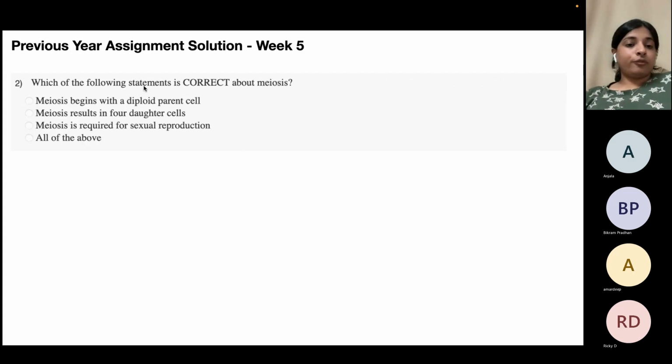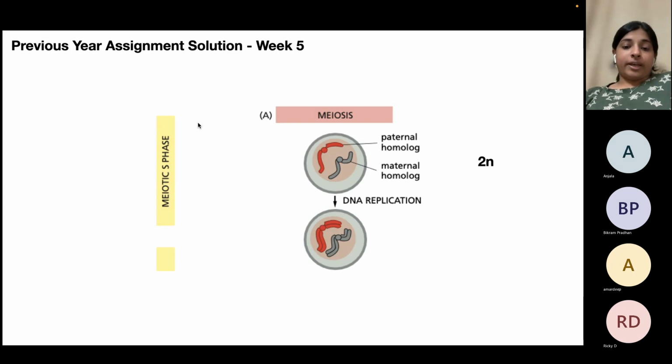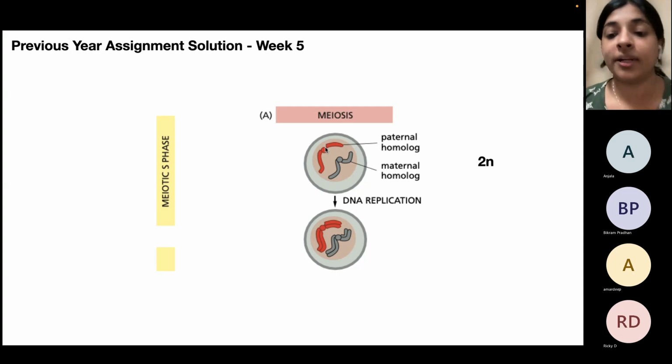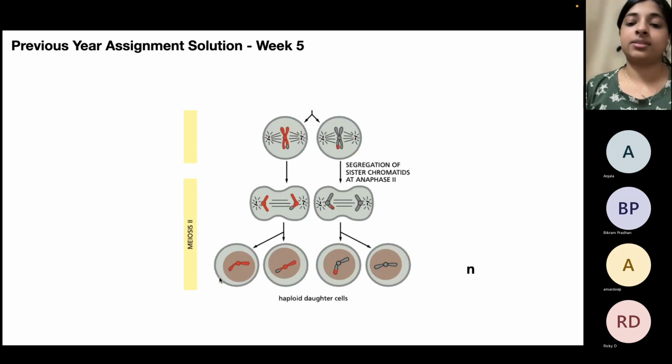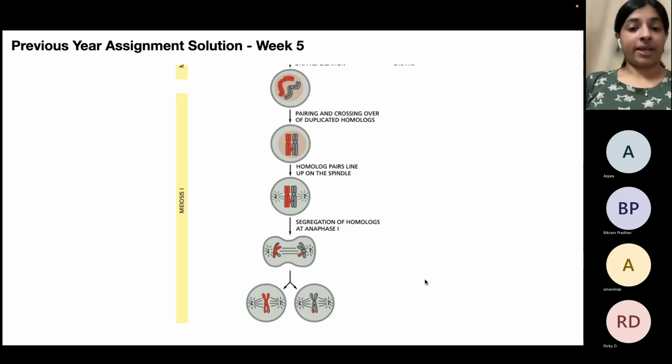The second question, which of the following statements is correct about meiosis? Meiosis begins with a diploid parent cell. Meiosis results in 4 daughter cells, and meiosis is required for sexual reproduction. So, like we saw, again, meiosis starts with a 2n cell, which is a diploid cell, then undergoes DNA replication, goes through meiosis 1, which results in 2 daughter cells after homologous recombination has occurred, and then finally results in 4 haploid cells. So this is a good time to just summarize meiosis.